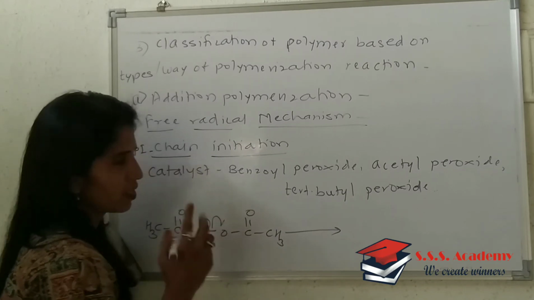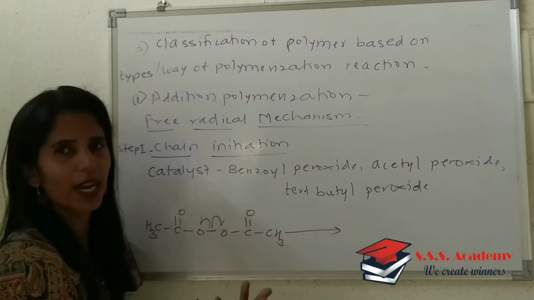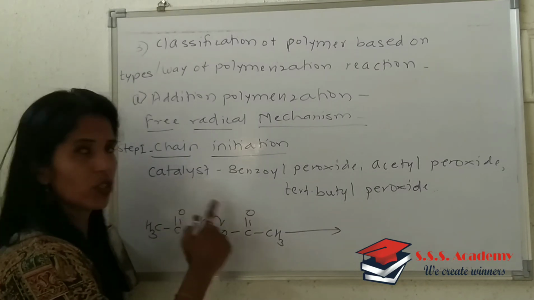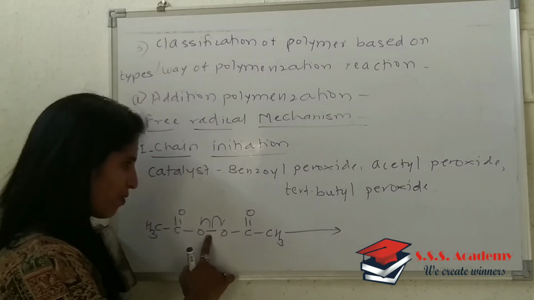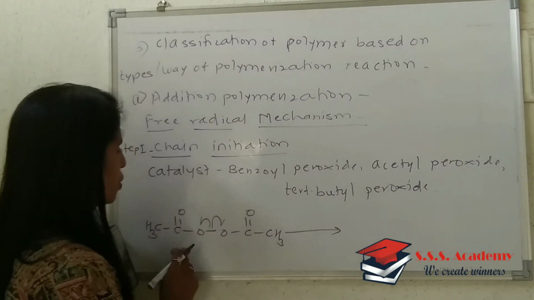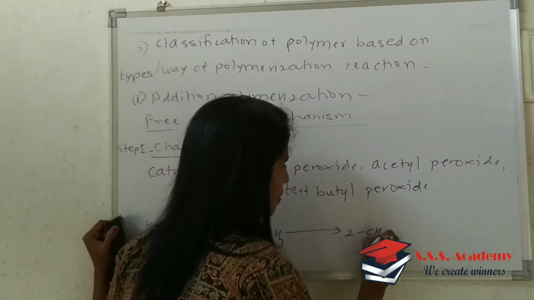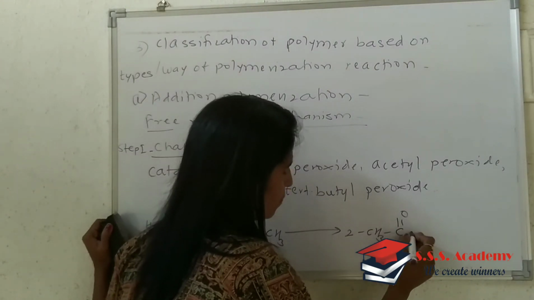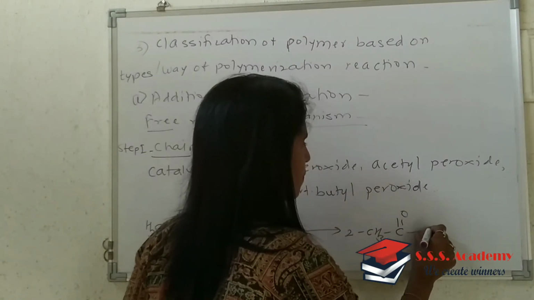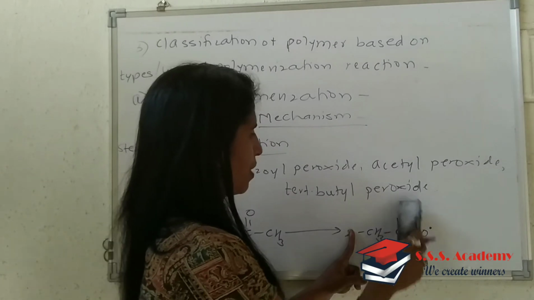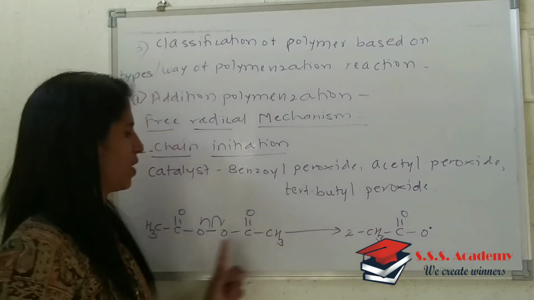homolytic fission. There are 2 types we have seen earlier, homolytic fission and heterolytic fission. In homolytic there is equal distribution of electrons, right? So the bond between these 2 oxygens undergoes homolytic fission, and that's why it results in the formation of 2 CH3COO groups. Like this. So this is CH3C double bond O, and on that oxygen there is 1 electron. Such 2 molecules we are going to have.